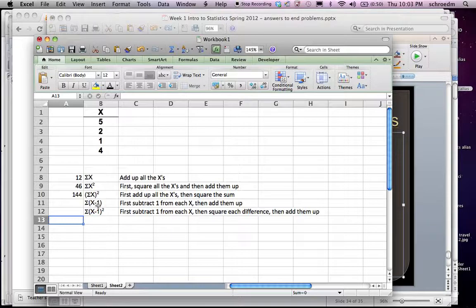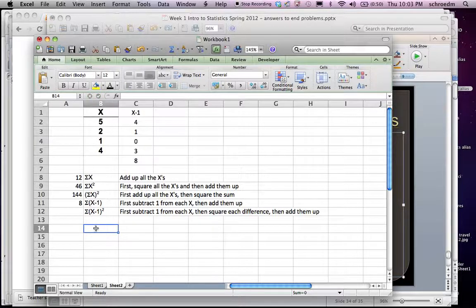The next one I have is sum of x minus 1. Well, I do what's in parentheses first, right? So in this case, 5 minus 1 is 4. And up here I can put x minus 1 is what this represents. 2 minus 1 is 1. 1 minus 1 is 0. And 4 minus 1 is 3. Then I add all those things up. 4 plus 1 plus 0 plus 3 equals 8. So my answer is 8.